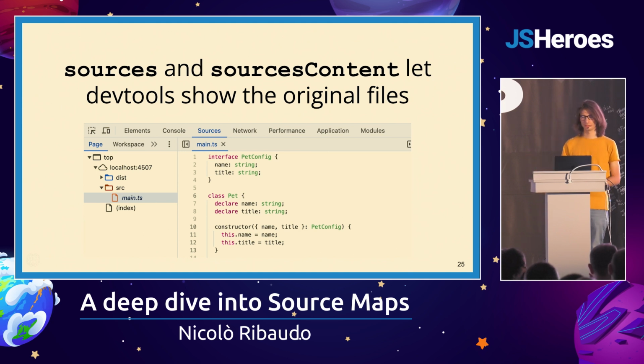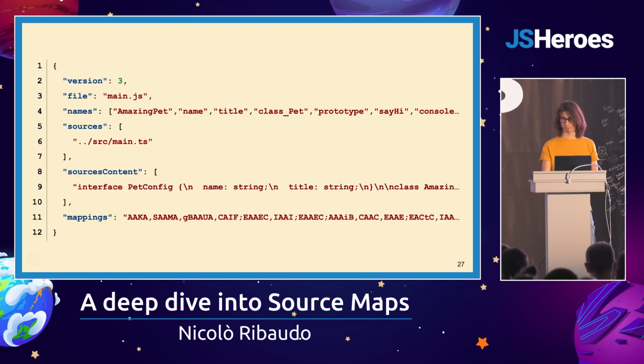But this is not enough yet, because the browser doesn't really understand this code. So if, for example, I want to place a breakpoint somewhere, how does the browser know where that breakpoint actually is? Or if there is an error with some stack trace, how does the browser know where that stack trace actually is in the original code if it cannot understand the meaning of the original code? Okay. And this is where mappings help us.